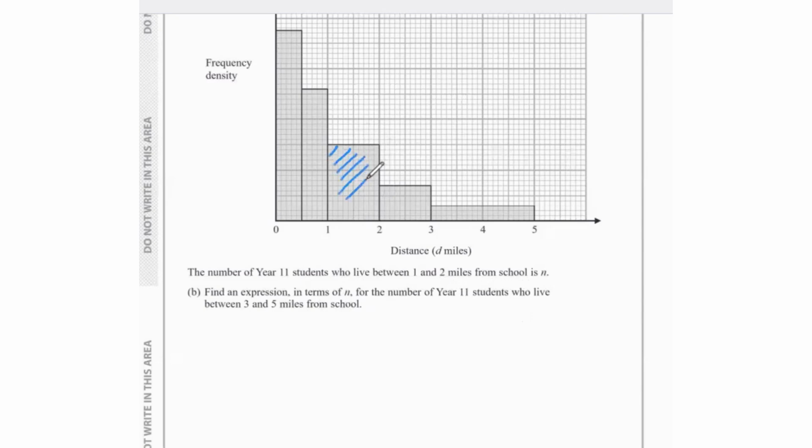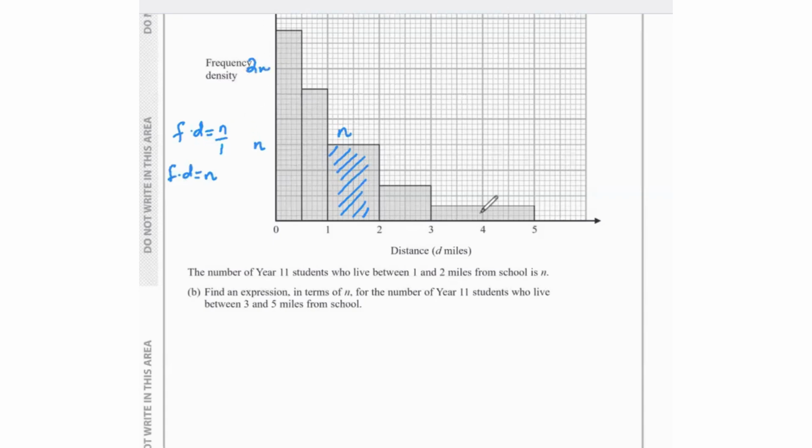So this is the number of students who live between 1 and 2 miles from school, and there are n. So the frequency is n for this. Try to find the frequency density for this part. That's going to be n over 1, because the class width is 1. And the frequency density is going to be n, which means this point is n. Now, as you can see, from 0 to n, there are 3 blocks. So which means 1, 2, 3, this is going to be 2n, and another 3, that will be 3n, and so on.